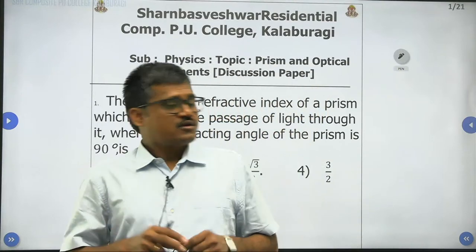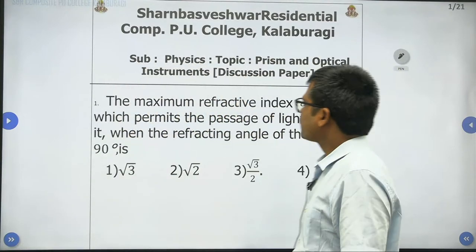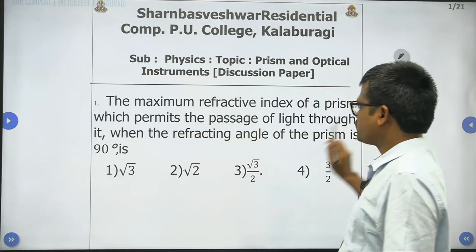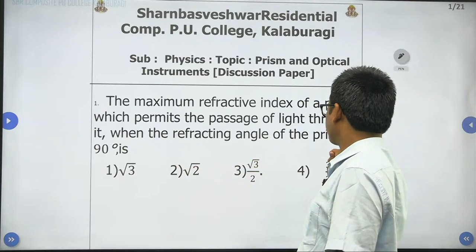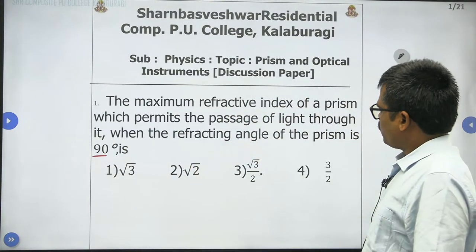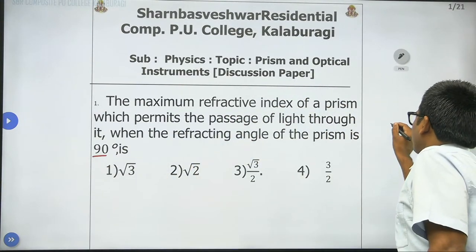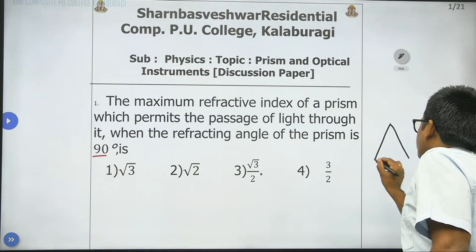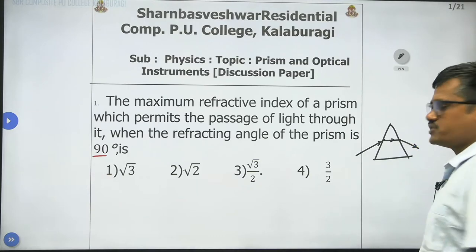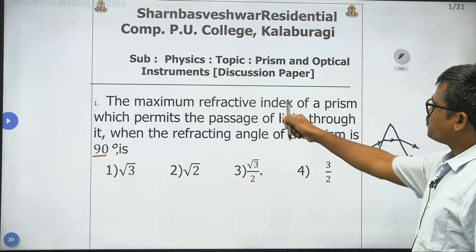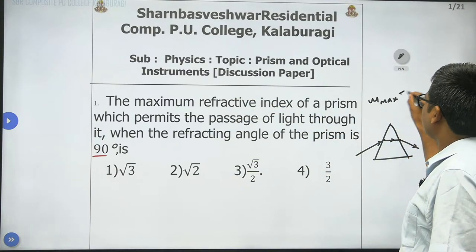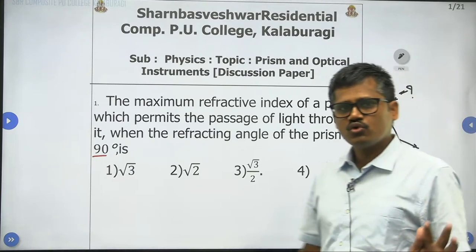Okay. So now here, the first question: the maximum refractive index of a prism which permits the passage of light through it when the refracting angle of the prism is 90 degrees. They are given already the refracting angle of the prism, 90 degree. What they are asking here is, the prism will pass through light. They are asking what should be the maximum refractive index so that the prism will pass light through.